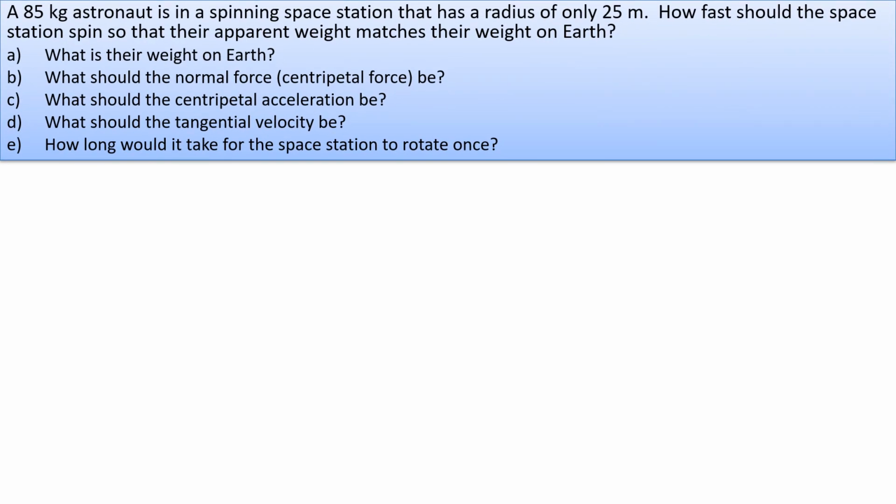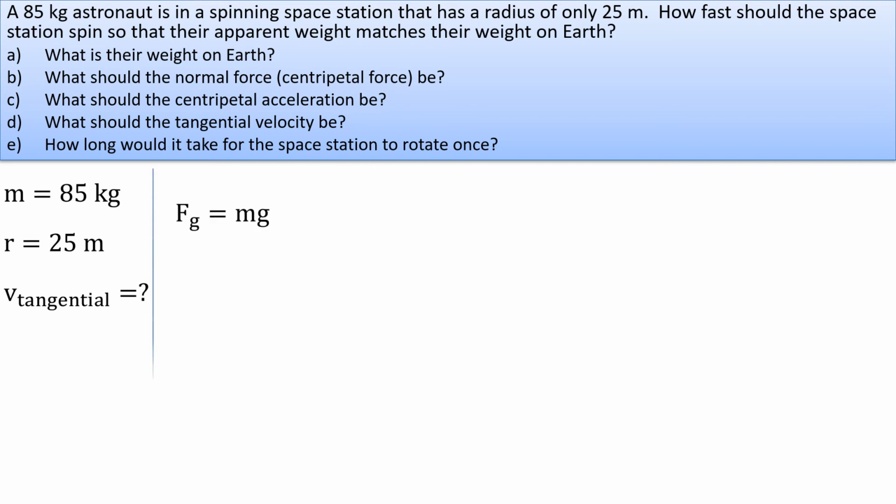Okay, so the first thing I like to do is write down my units. We are looking for the tangential velocity, and the first question says, what is their weight on Earth? So Fg equals mg, boom, and I'm calling it negative 833 newtons because it's pointing down, right? When you're standing on Earth, the force acts in the downward direction. But no, we're not on Earth anymore. We are in a space station.